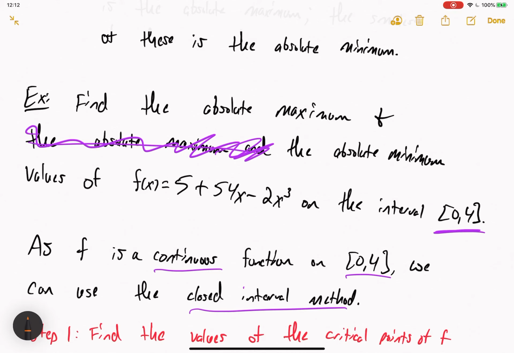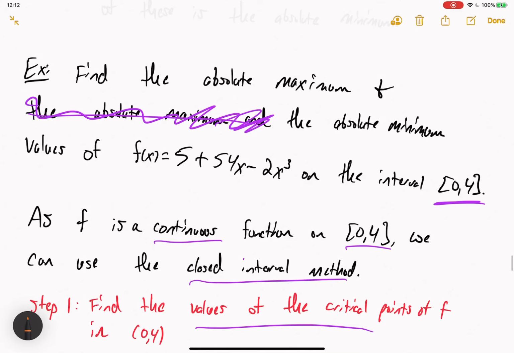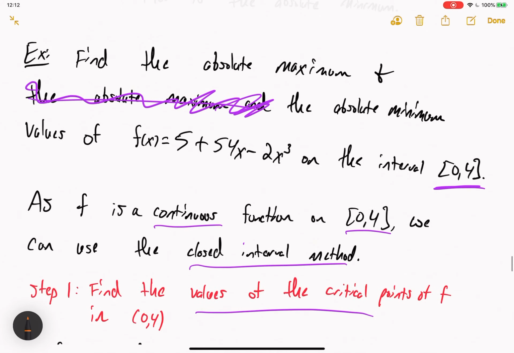I realized when I wrote this the first time, I actually wrote something double. So you want to find the absolute maximum and the absolute minimum values of f of x equal to 5 plus 54x minus 2x cubed on the interval [0, 4].